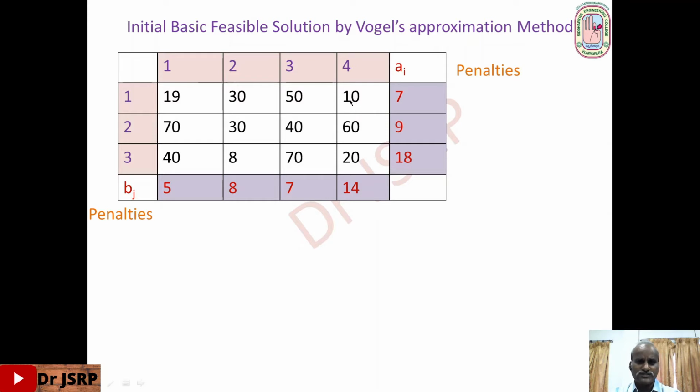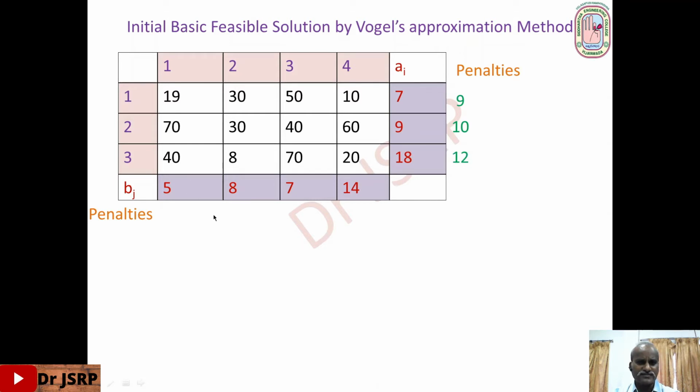For the first row, the smallest cost is 10, the next smallest is 19, so the difference is 9. For the second row, the smallest cost is 30, the next smallest cost is 40, so the difference is 10. For the third row, the smallest cost is 8, the next smallest cost is 20, so the difference is 12. So these are the row penalties.